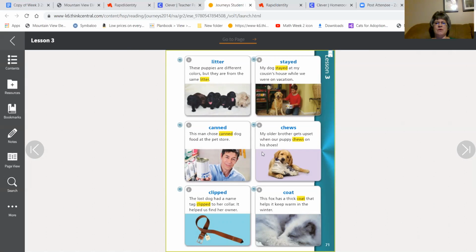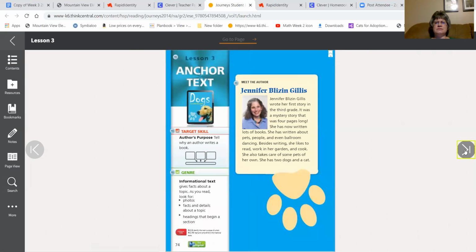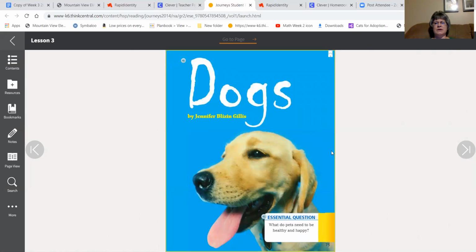So as you finish looking through all your vocabulary words, and remember, you can always have it read to you, which I always recommend on Monday when it's our new selection of the week, then you're going to be able to skip over to our selection of the week. Dogs. Our essential question: what do pets need to be healthy and happy? So as you read through this informational article about dogs, be thinking about what the things are that this particular animal needs to be healthy and happy.